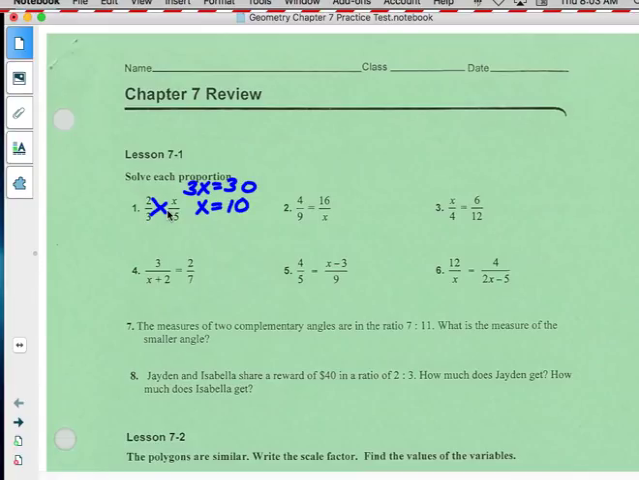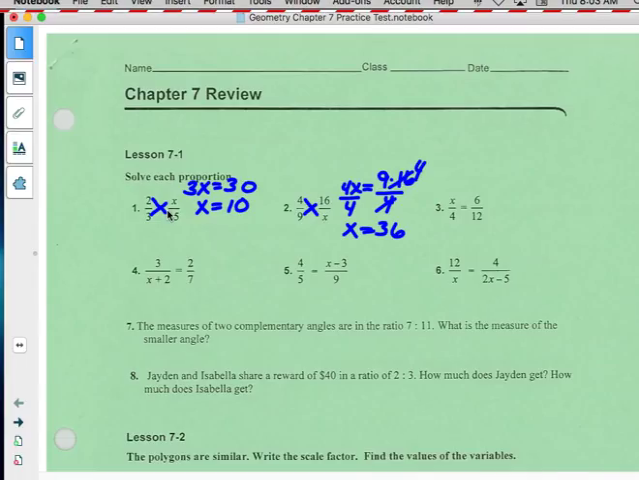In problem 2, I'm doing the same thing. Cross multiply, okay? And I've got 4x is going to be equal to 9 times 16. I could multiply that out and come up with 144, but if I divide by 4 here, I know 4 goes into 16 4 times, and x is equal to 36, me working without a calculator.